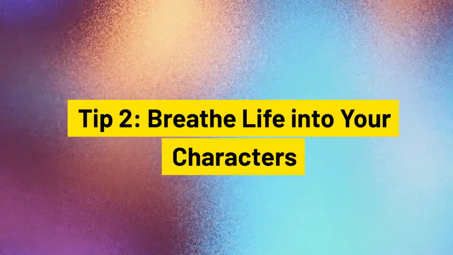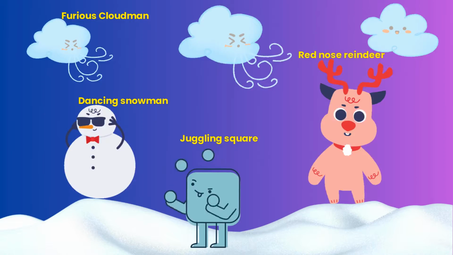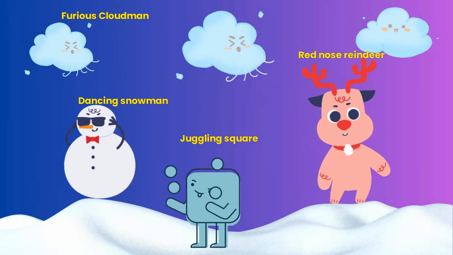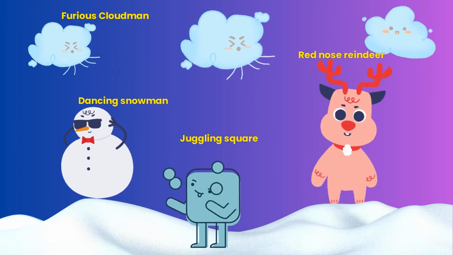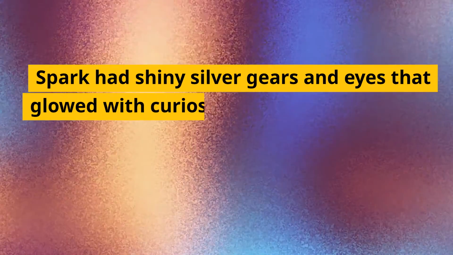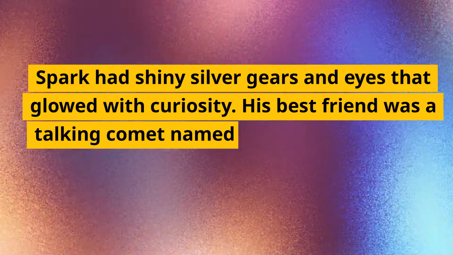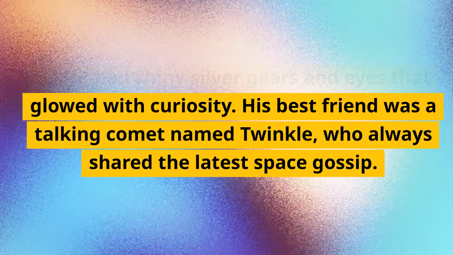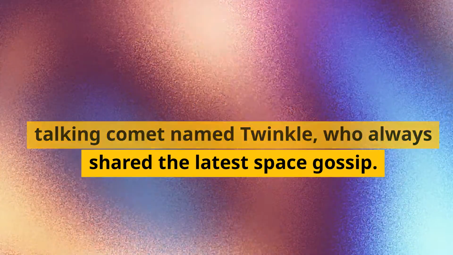Tip 2. Breathe life into your characters. Make your characters unforgettable by giving them unique qualities. Describe how they look, what makes them special, and the adventures that light up their eyes. Let's try it out. Spark had shiny silver gears and eyes that glowed with curiosity. His best friend was a talking comet named Twinkle, who always shared the latest space gossip.